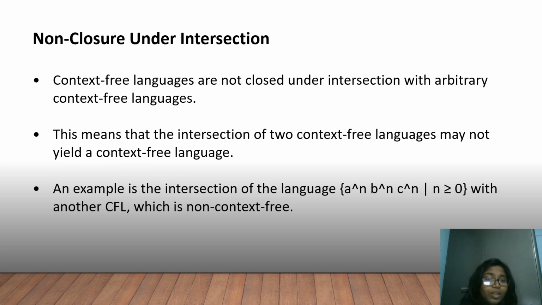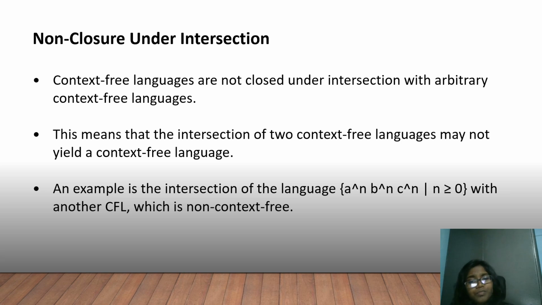Non-closure under intersection. Now we have seen the closure properties, and we are going to see the non-closure under intersection. Context-free languages are not closed under intersection. This means that the intersection of two context-free languages may not be a context-free language. For example, the intersection of the language A power n, B power n, C power n, where n is greater than 0, with another CFL gives a non-context-free language.